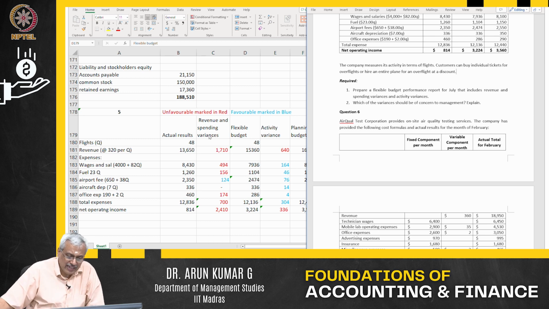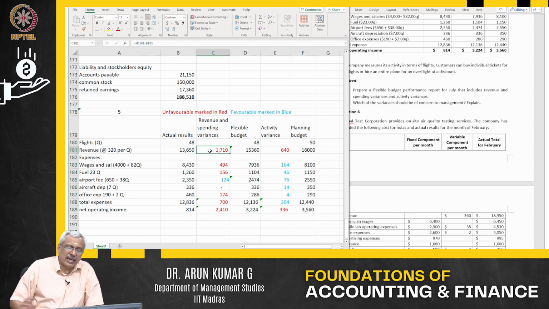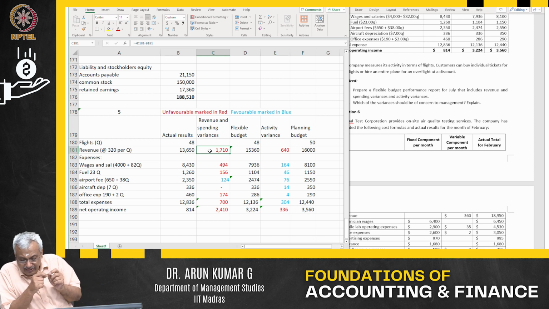Whereas this 1710 variance, the revenue and spending variance, is because of your inefficiency in collecting revenue. Please note, the second one, 336, was because of the reduction in activity. This is relatively because of the company's net operating income, that is, they are not able to.